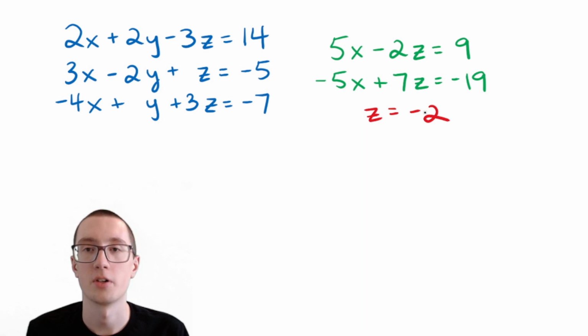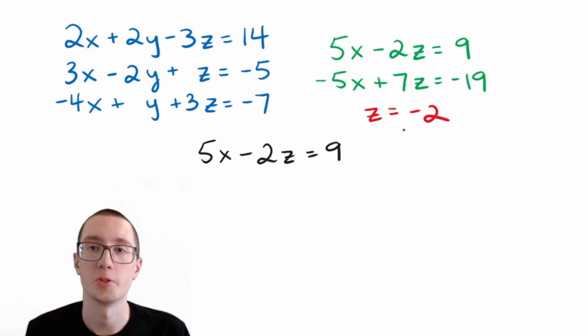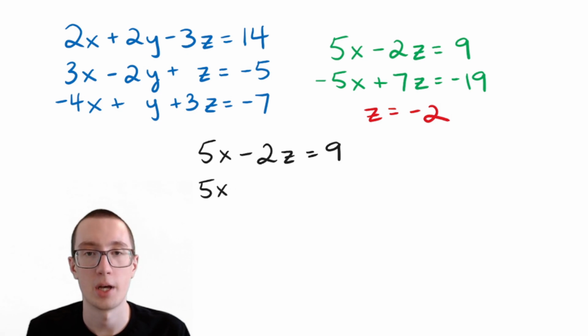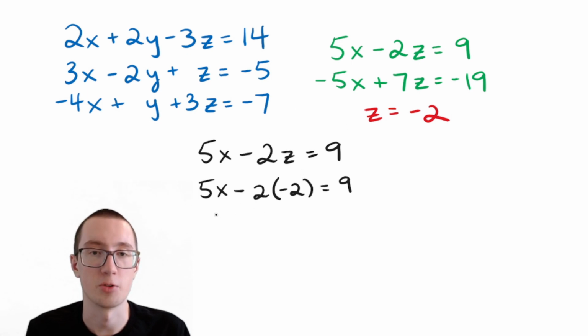And which one do we want to do? I'm going to say, let's do this top one. It really doesn't matter. And what we're going to do is we're going to replace z with negative 2 because they're the same. And we'll see what we get for x. So 5x minus 2 times negative 2 equals 9. Now let's go ahead and clean this up a little bit. 5x, and then we have negative 2 times negative 2. Remember, every minus sign has to stay. And we have two of them, so they actually become positives because two negatives make a positive. So 2 times 2 is 4, so that'll be plus 4, and then equals 9.